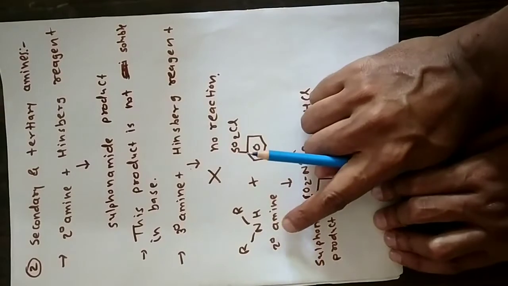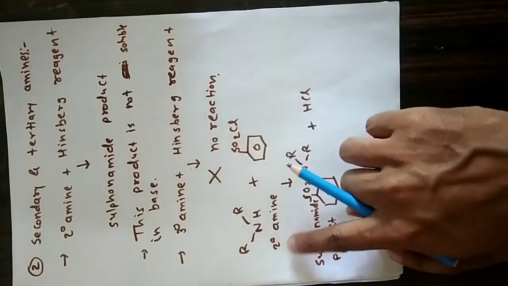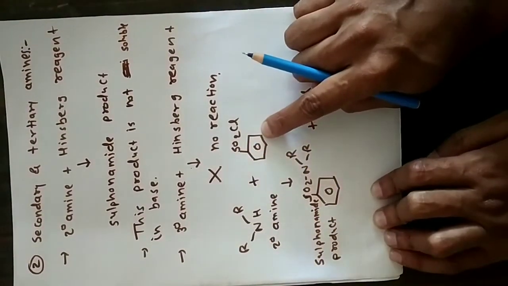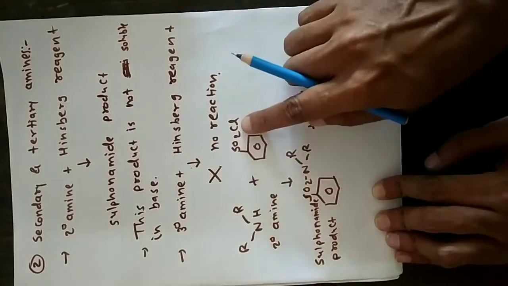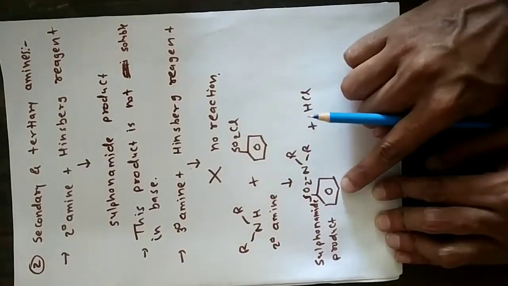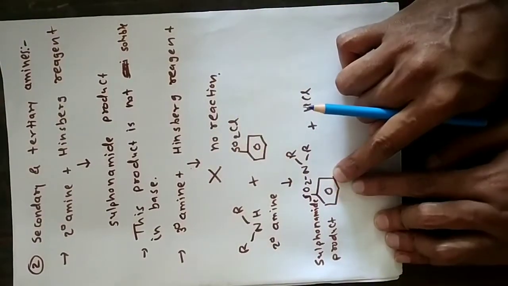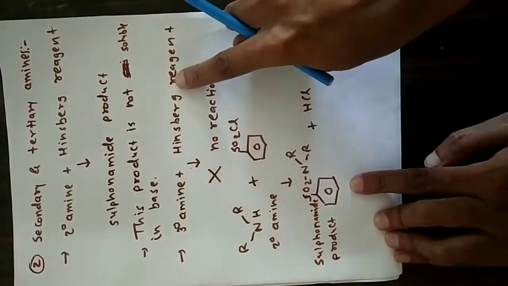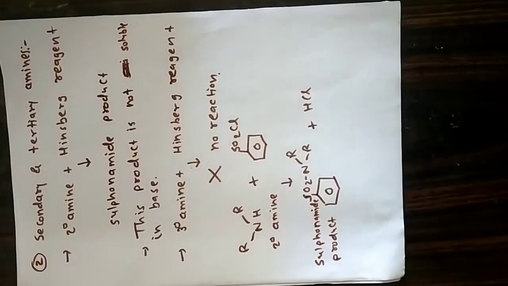So you can see this one is our 2 degree amine, this one is our Hinsberg reagent, benzene sulfonyl chloride. When 2 degree amine reacts with benzene sulfonyl chloride, it gives us this product. You can see we remove H and Cl and attach both structures. So you will get the sulfonamide product. Now secondary amine gives this reaction, but 3 degree amine plus H2O does not give a reaction. So you can identify which one is our secondary amine and which one is our tertiary amine.